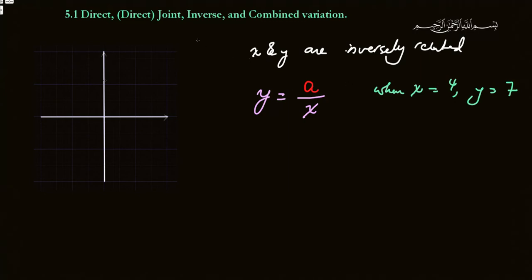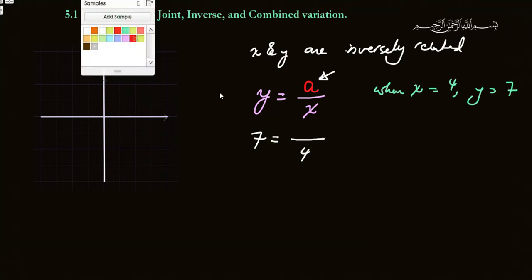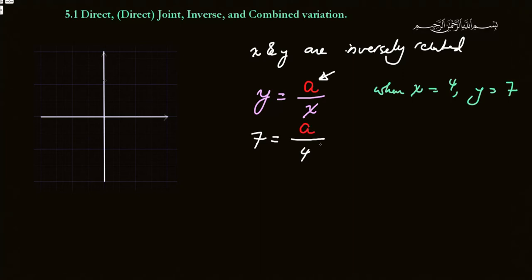Now, anyway, when x is equal to 4, y is equal to 7. Well, if you know x is equal to 4 and y is 7, I can find a constant of variation for you. How do you do that? Easy peasy. You put 7 is a over 4, since when x is 4, y is 7, and then we solve for a, the constant of variation.